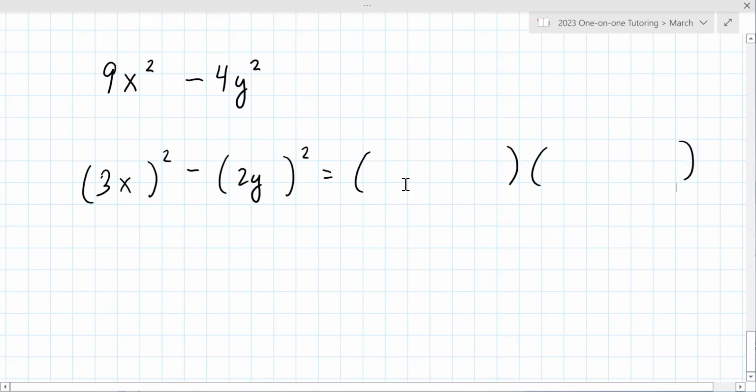So again, you write it as a minus b, a plus b. Can you tell me what goes in? 3X minus 2Y, and then 3X plus 2Y. Good. And it doesn't matter. Like if you want to do the plus one first and then the negative one, that's totally fine. Okay. All right. So here's one for you to try here.